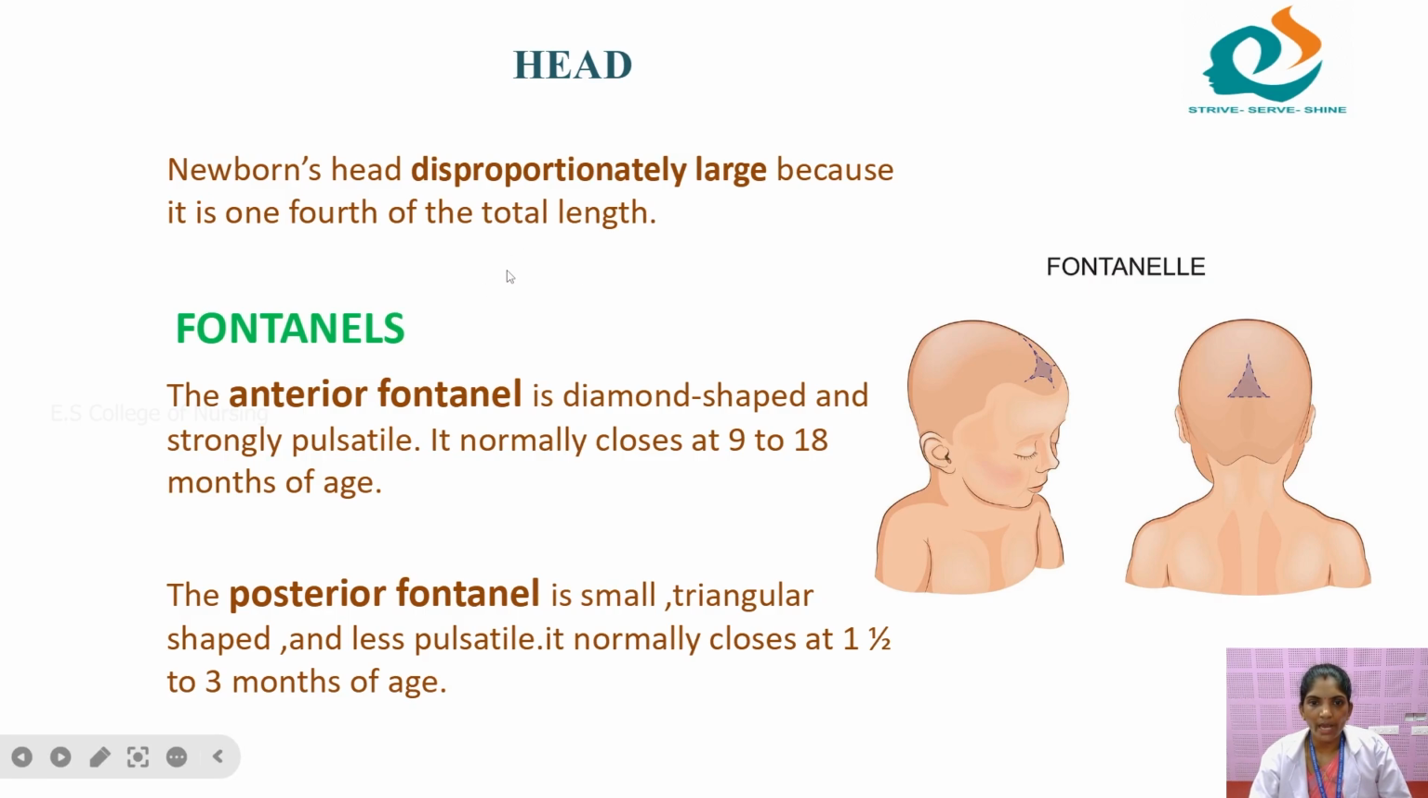In head we have to assess the fontanelles. The anterior fontanelle is diamond shaped and strongly pulsated. It normally closes at 9 to 18 months of age. The posterior fontanelle is small, triangular shaped and less pulsatile. It normally closes at 1.5 to 3 months of age.